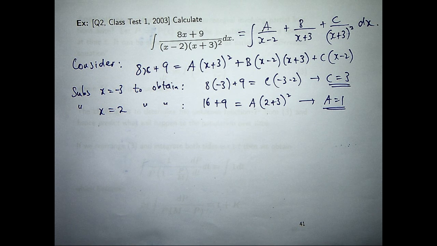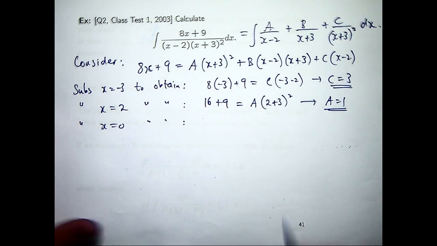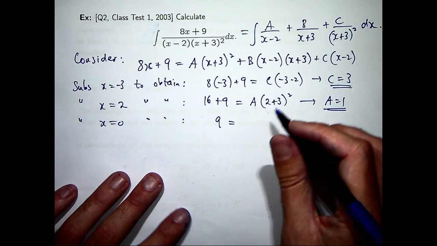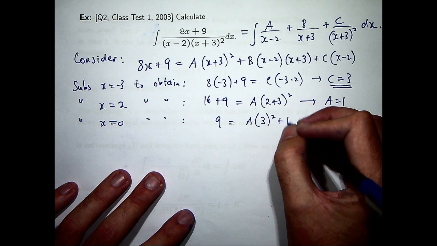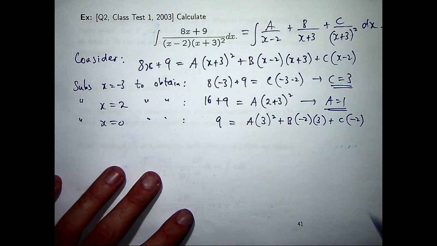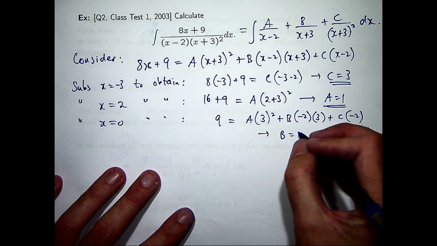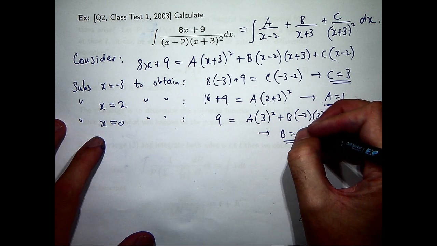Yeah, you could equate x squared. I guess you could substitute in x equals 0. 0 is a pretty easy number to work with. Just sub in x equals 0. On the left-hand side, I'm going to get 9. On the right-hand side, I'm going to get something like this. Now, I already know what A and C are. So this is going to give me B equals minus 1. So I've got my 3 constants that I'm chasing. So now I can integrate, hopefully. Oh, minus 1. Sorry, I left the minus off.